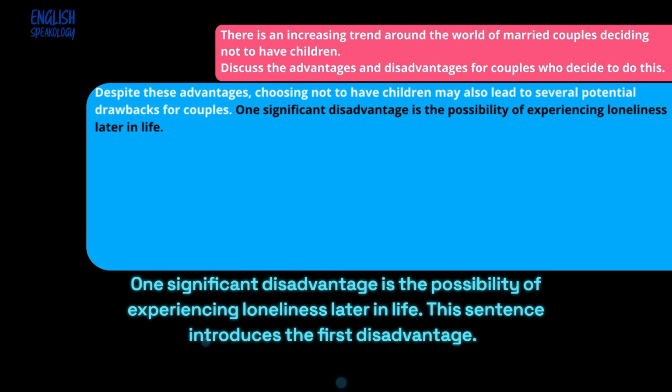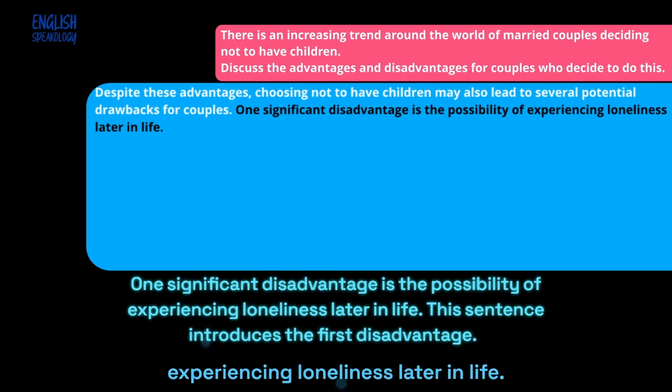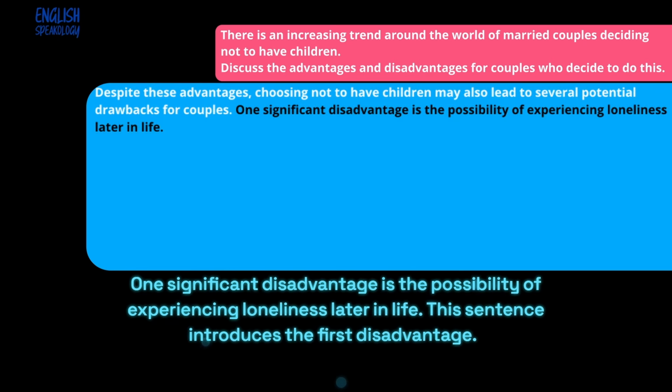This sentence introduces the first disadvantage, loneliness in old age. Many societies believe that children provide emotional support to parents. Without children, couples might lack that support. Notice the phrase experiencing loneliness later in life. This is natural academic language. It clearly expresses the idea without sounding too dramatic.